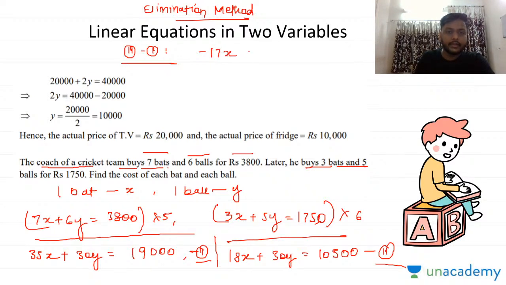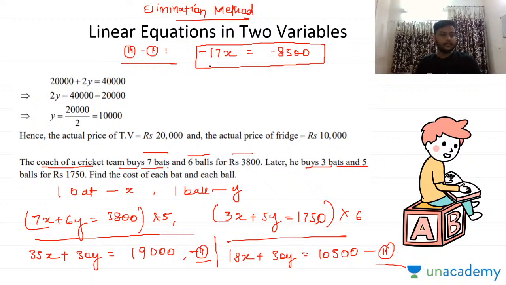I will be having minus 17x is equal to what? If you see, second minus first: 10,500 minus 19,000, that will be minus of 8,500. This is what you'll be getting. Cool. Now you can solve this simply. When you solve this, you'll be getting x is equal to 8500 upon 17.